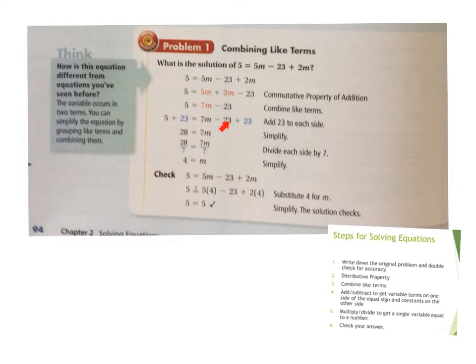I'm going to use my addition property of equality, add the 23 to both sides. 7m is 28. Use my multiplication property of equality, divide the 7 off on both sides, again multiplication, division, same thing. And m equals 4. Again, your check. This is the important part. Go back to the original equation, plug in 4 everywhere m appears. Don't go back to this equation. Go back to the one you started with, just in case you made a mistake somewhere.